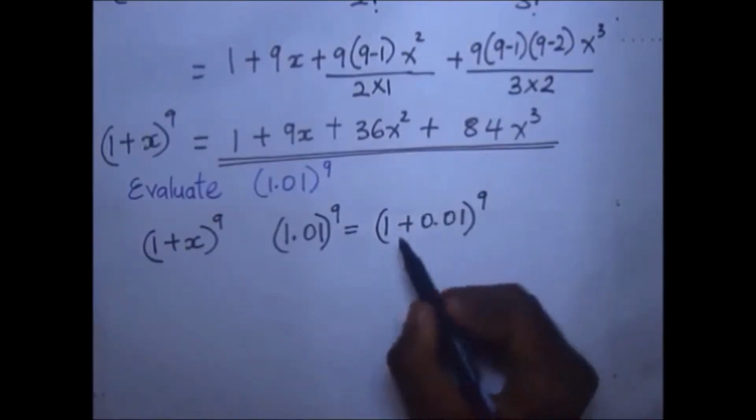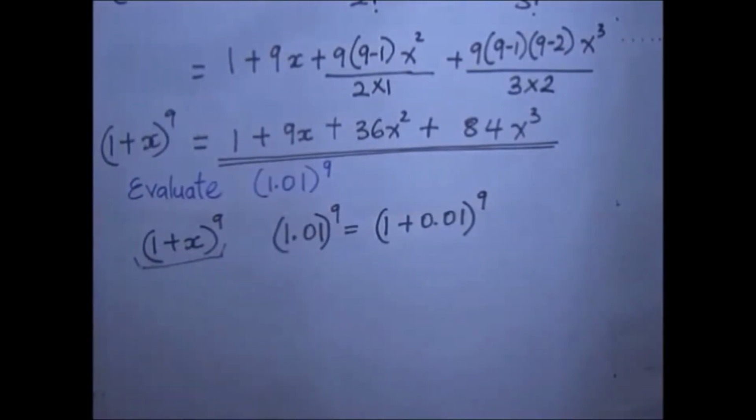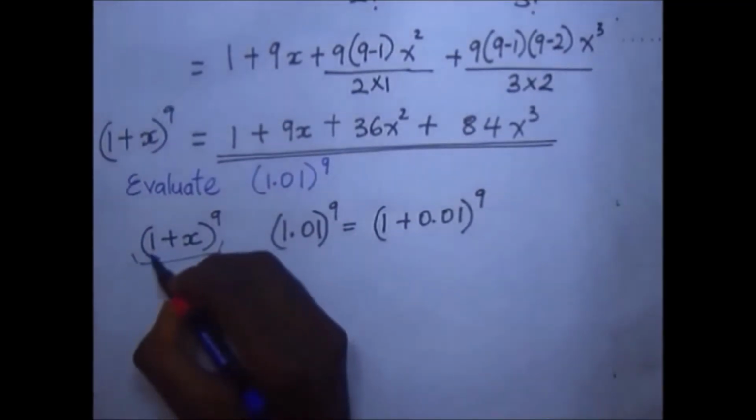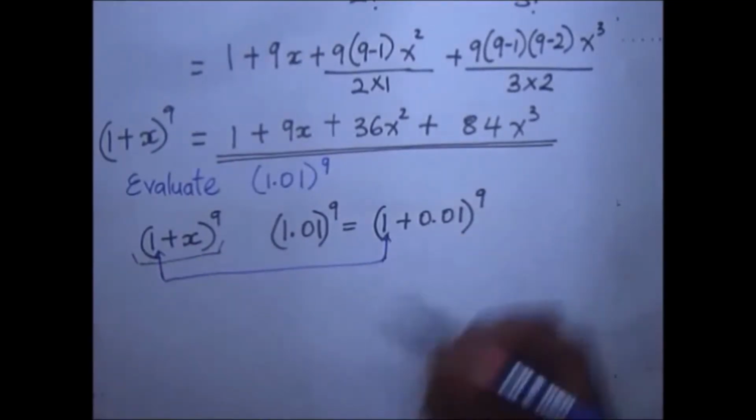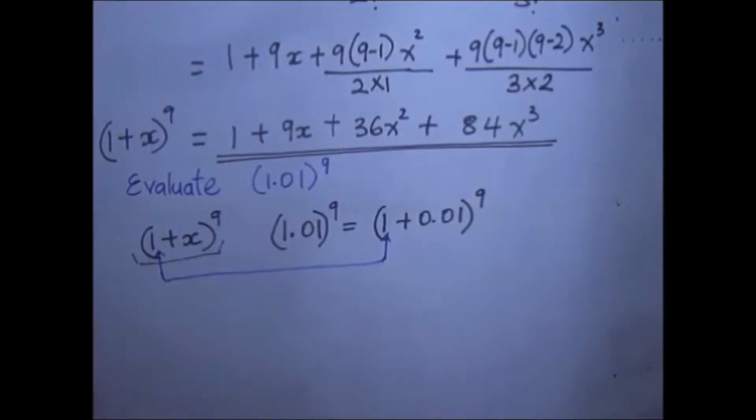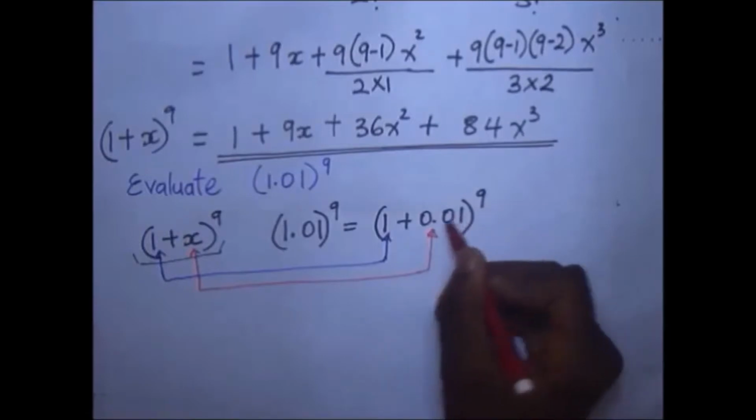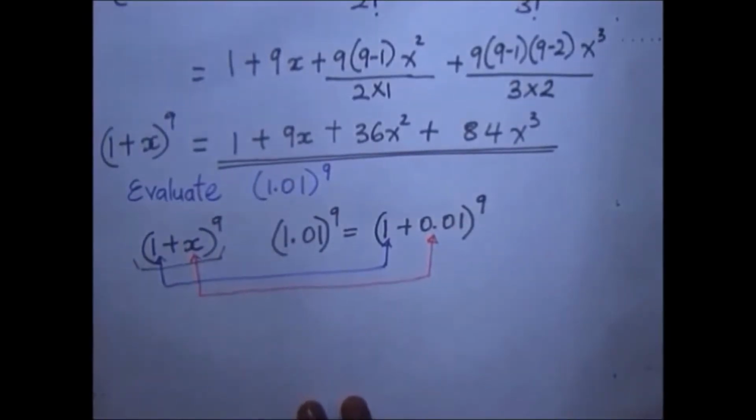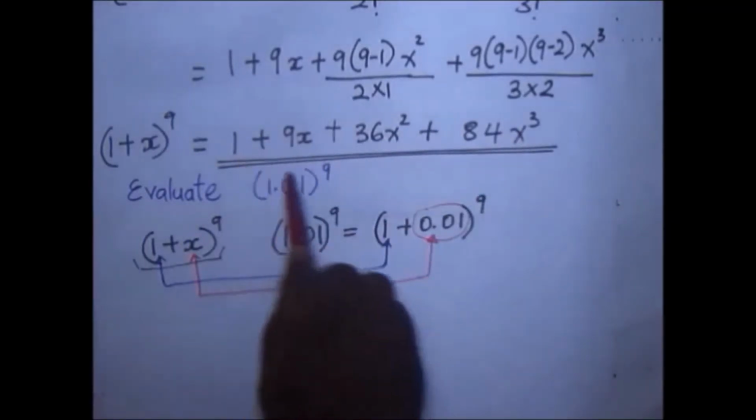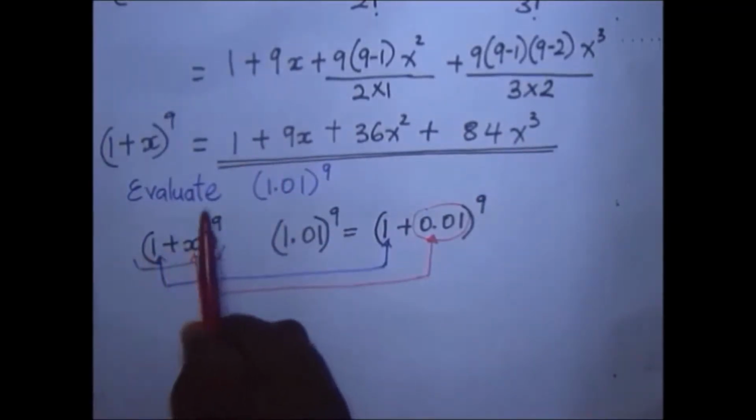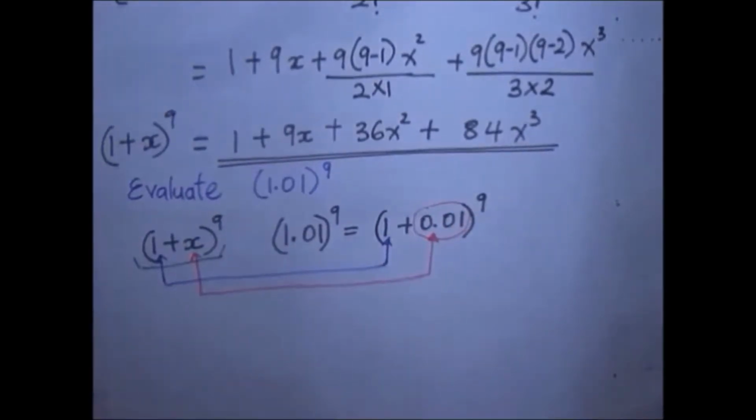So, if we compare this to that, you will find that our values of 1 and 1 are the same. Our value of x now in this case is 0.01. So, in this case here, it is just a matter of substituting this value of x in this expression. Since the expansion of 1 plus x to the power 9 is this, we just simply substitute 0.01 in that expression and we get our answer.